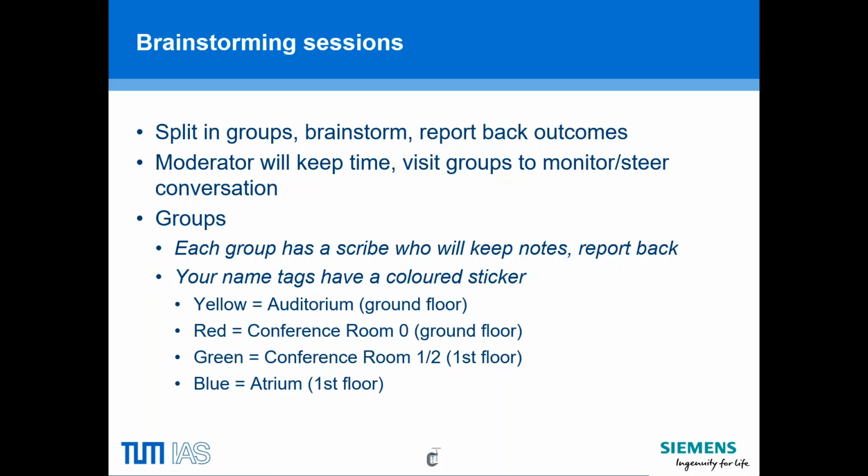Your name tags have a color sticker which defines which group you're in. So if you have a yellow sticker, you're here in this room. If you have a red sticker, I think you're going to the conference room around the corner. Yes, Yandong? Yes, right at the back. If you have a green sticker, you're moving upstairs to the first floor. Yandong? Yeah. Getting confirmations. And the blue sticker, it's the atrium space directly above us as soon as you get up the staircase. Stefan.